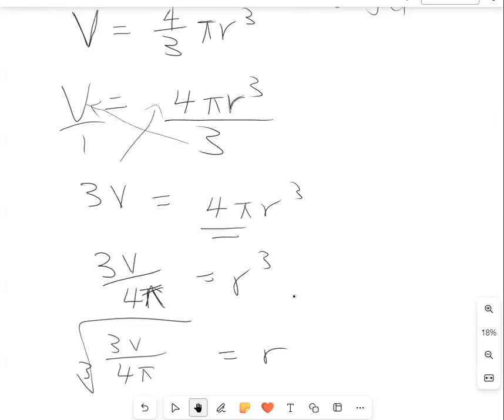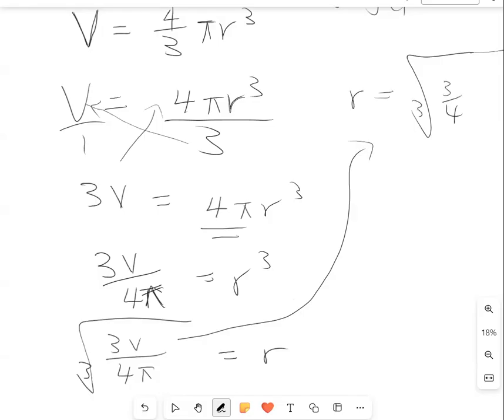Get it? Some people write this as R equal to the cube root of, they put this 3 over 4. Oh, no, let me not write it like that. Let me write it as just 3V over 4 pi. Leave it at that. I was going to separate the 3 over 4 from the V over pi.